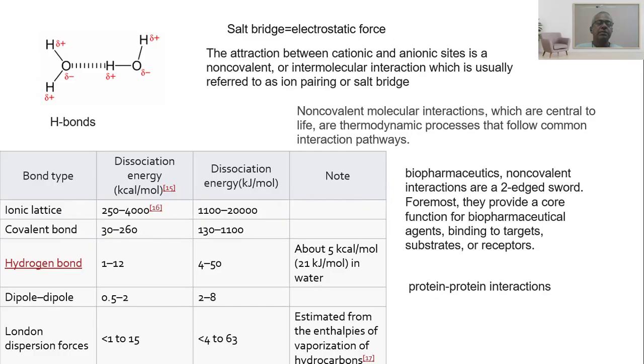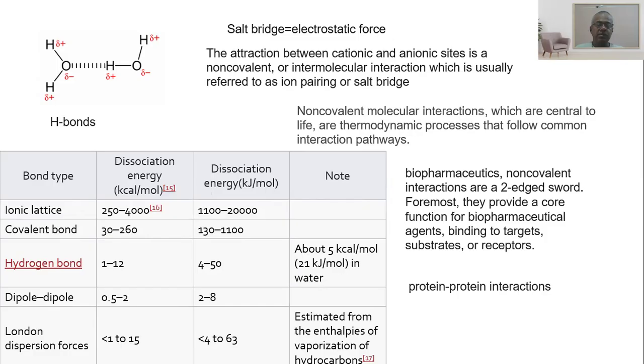So energy is very, very important in all this energy-based interaction. Energy is required for covalent bond formation. That is the very strong bond, 30 to 260 kilocalorie per mole. Ionic lattice, 250 to 4,000 kilocalorie per mole. Hydrogen bond, you can see 1 to 12 kilocalorie per mole. Dipole, 0.5 to 2. London dispersive force, 1 to 15 kilocalorie per mole. Hydrogen bond is the most important, so we are talking about the hydrogen bonds.